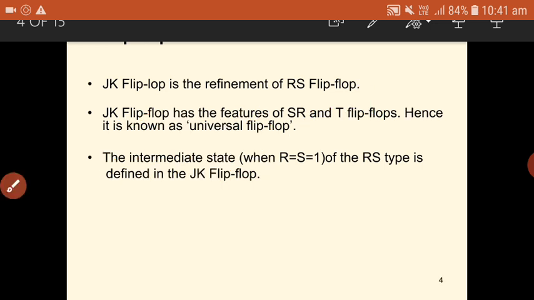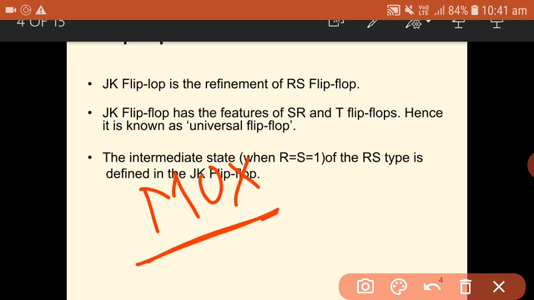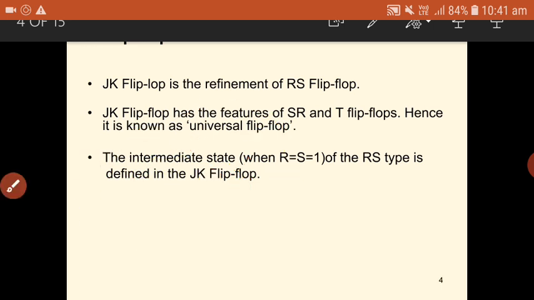Similarly, if you observe MUX, which is known as multiplexer, it is also a universal logic circuit, because any logical expression can be realized with the help of only MUX. Any logical expression can be realized with the help of multiplexers. That's why multiplexer is also a universal logic circuit.